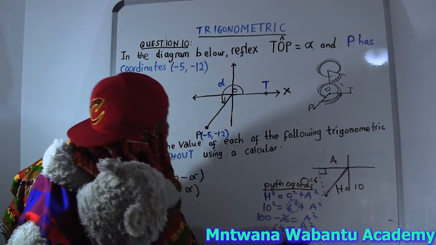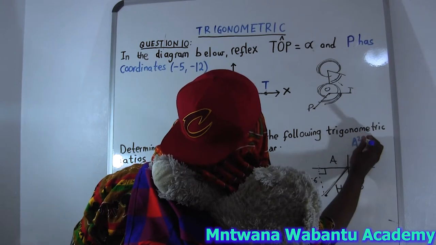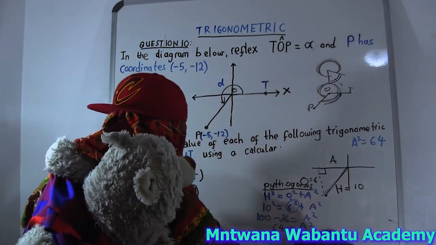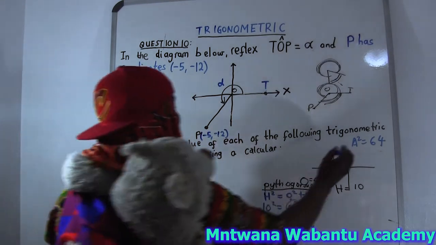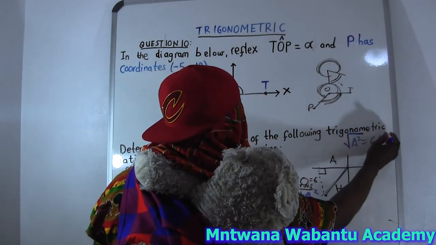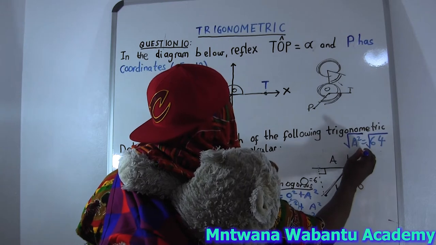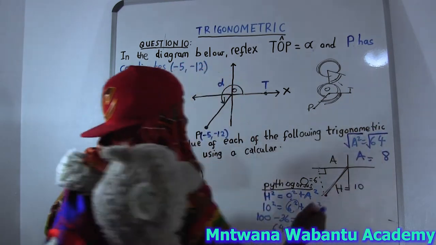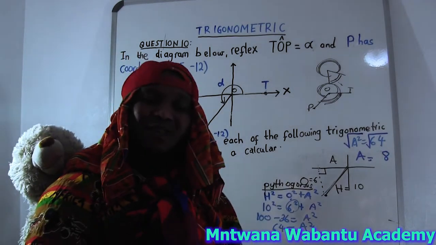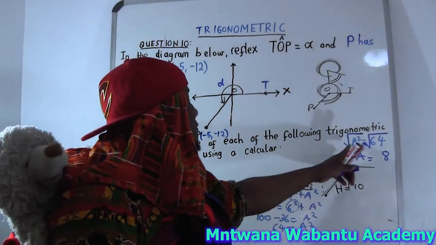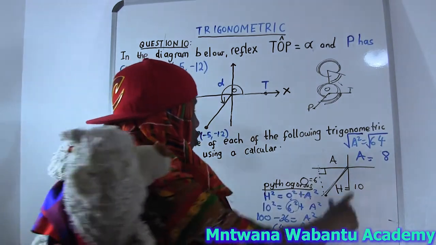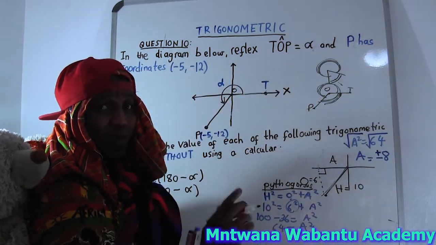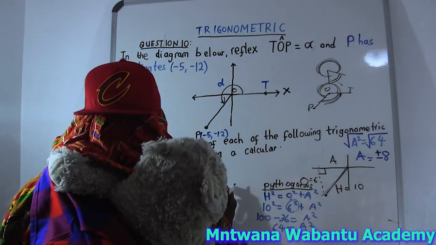So adjacent squared equals 64. Now how are we going to get the adjacent? I'm going to square root on the left, and I'll square root here also. When you square root 64, you get 8. But whenever you square root both sides, your answer must be plus or minus, always. Now I'm going to come here.